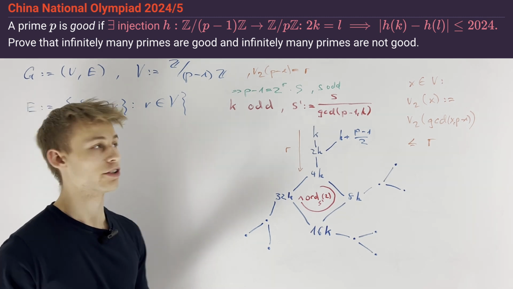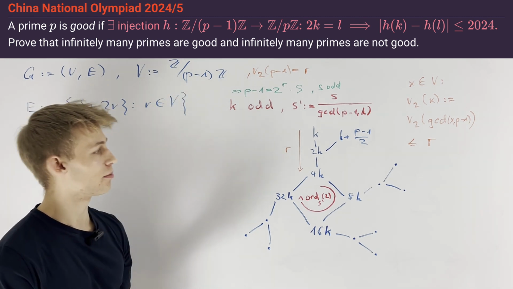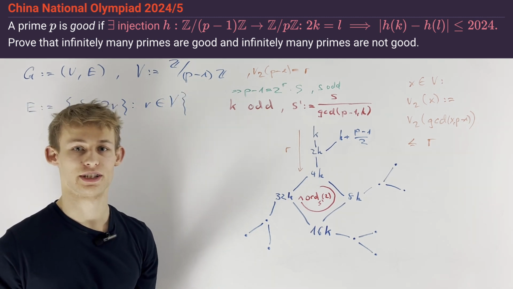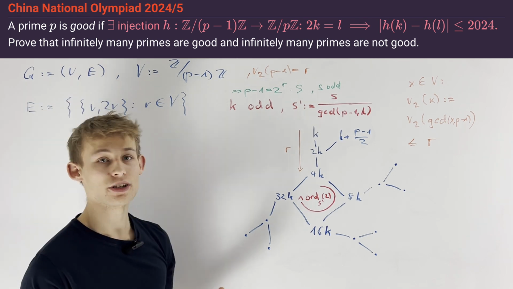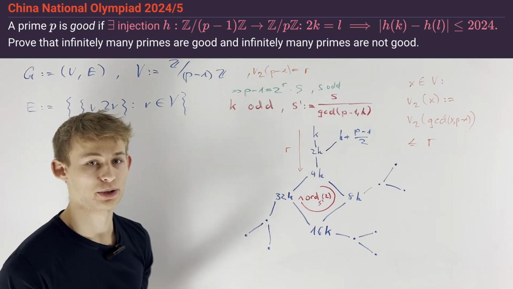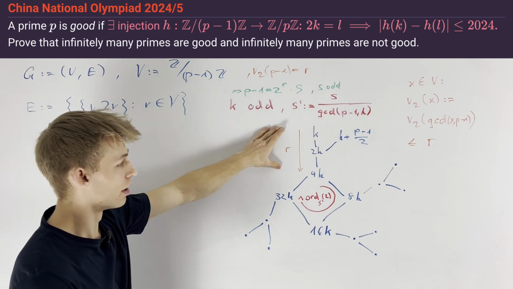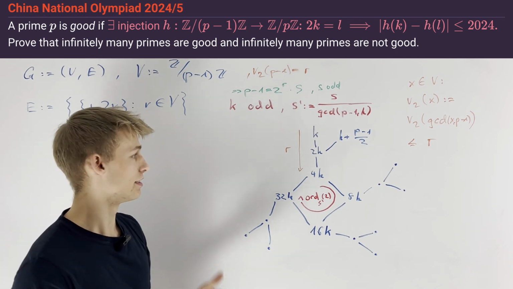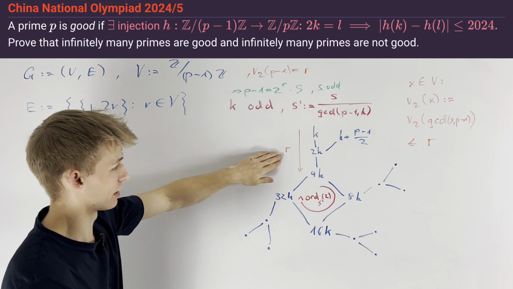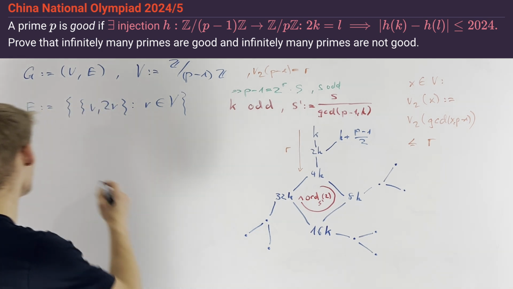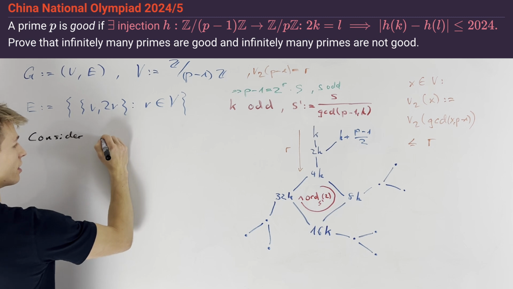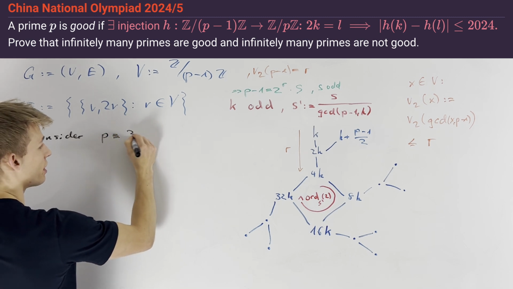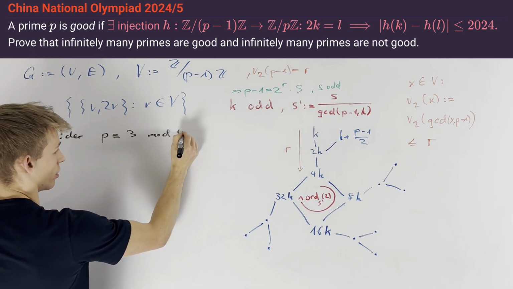Now we are ready to finish the proof for our problem. And at first we want to consider the case that we can find such an injection H. In order to find such an injection H, it would be convenient if all the arms here were as short as possible. And indeed, we can get this by choosing r equals to 1. So let's consider p congruent to 3 modulo 4.